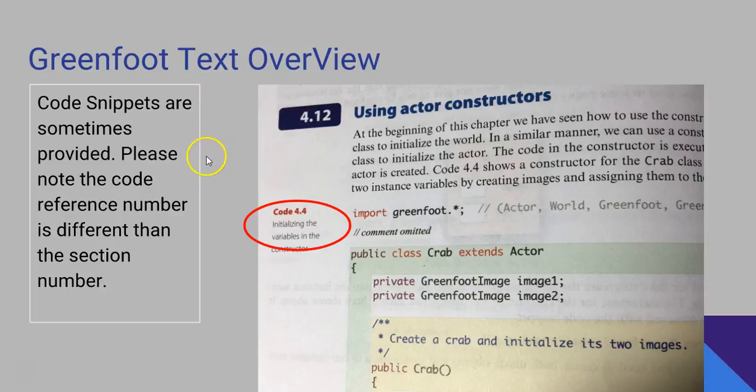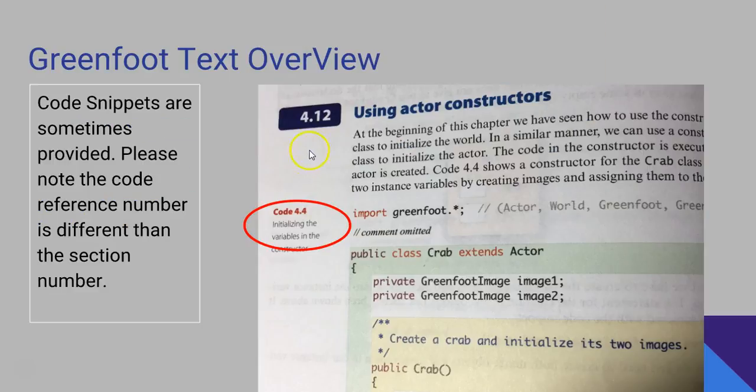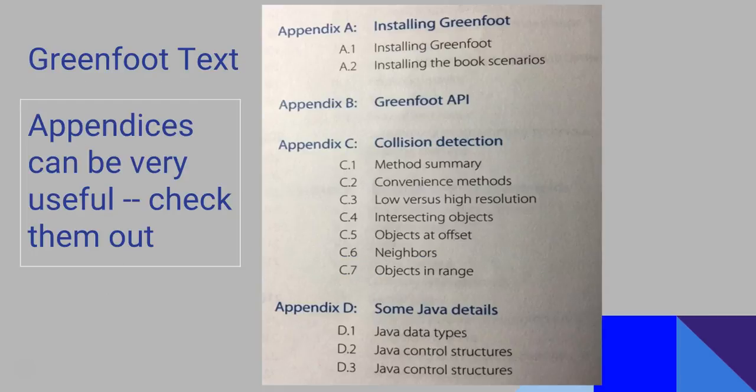Code snippets are sometimes provided in the textbook, and that will be code that they are expecting you to either copy or they're providing it for you to see in the textbook. Please again notice that the code snippets will not necessarily match the section numbers. Like this is code 4.4, but it's in section 4.12. So just pay attention to that when I'm referring to code snippets from time to time.